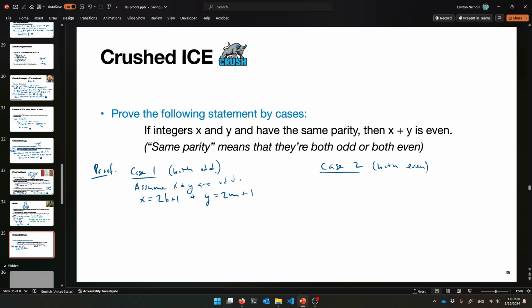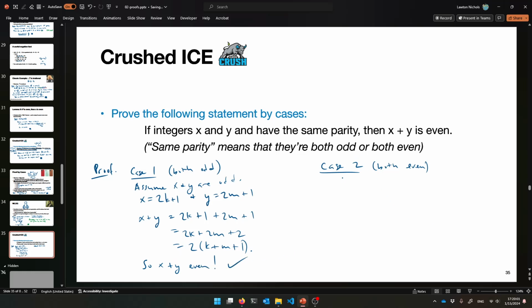And then we need to show that the sum is even if they're both odd. So x plus y is equal to 2k plus 1 plus 2m plus another 1. Simplify that to be 2k plus 2m plus 2. You can factor out a 2 there. That's equal to 2 times (k plus m plus 1), which is 2 times an integer. And that means that x plus y was even. It's 2 times an integer. See that? So x plus y is even. And that is that case proven. Let's do the other one.